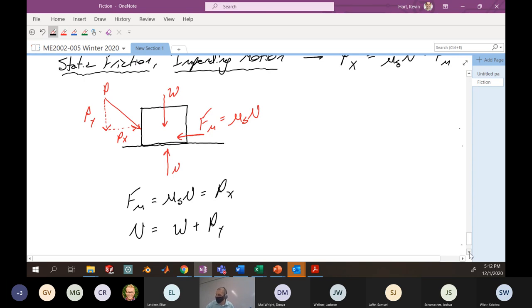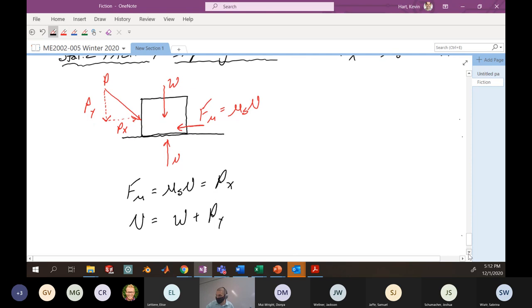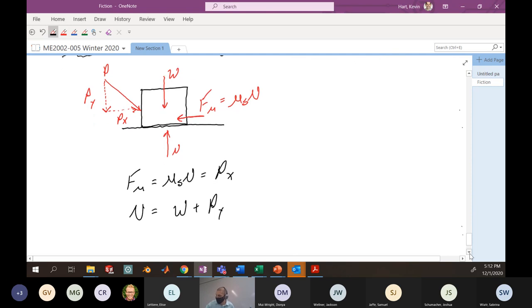So we're not quite moving yet, but we're just about to. We're on this semi-unstable condition. Again, just like my personality, right?